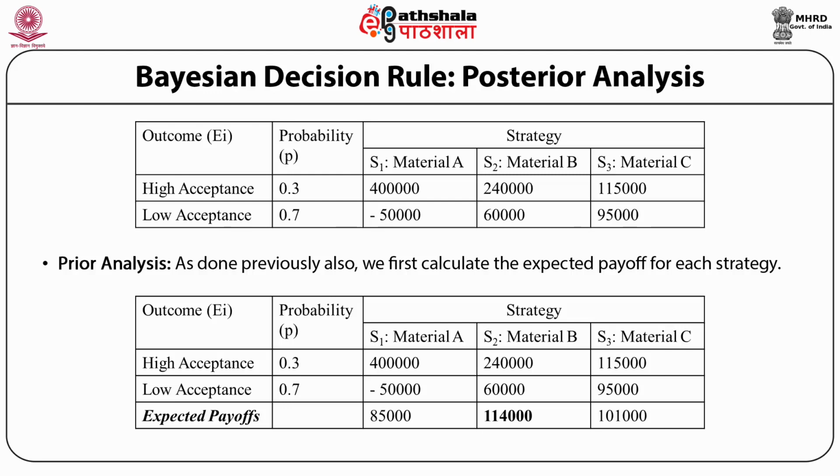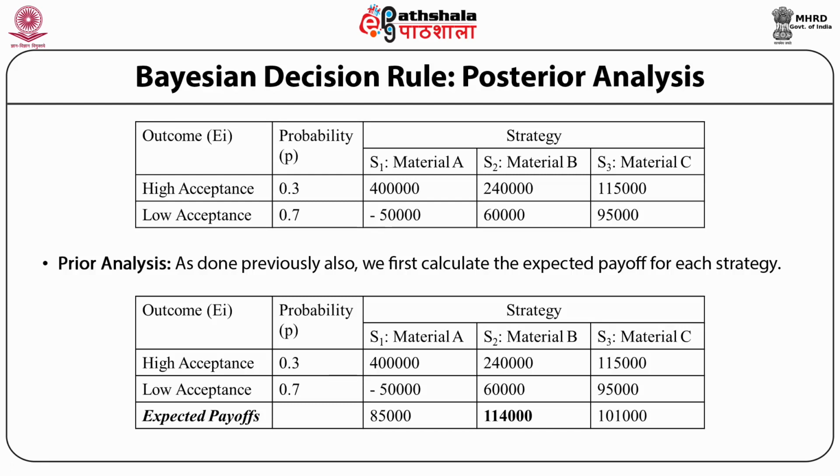So for material A, in case of high acceptance, the payoffs would be equal to 4 lakhs. For material B, in case of high acceptance, payoffs would be equal to 2,40,000. For material C, in case of high acceptance, the payoffs would be equal to 1,15,000. So in this way, you can see the payoffs for the high acceptance and the low acceptance.